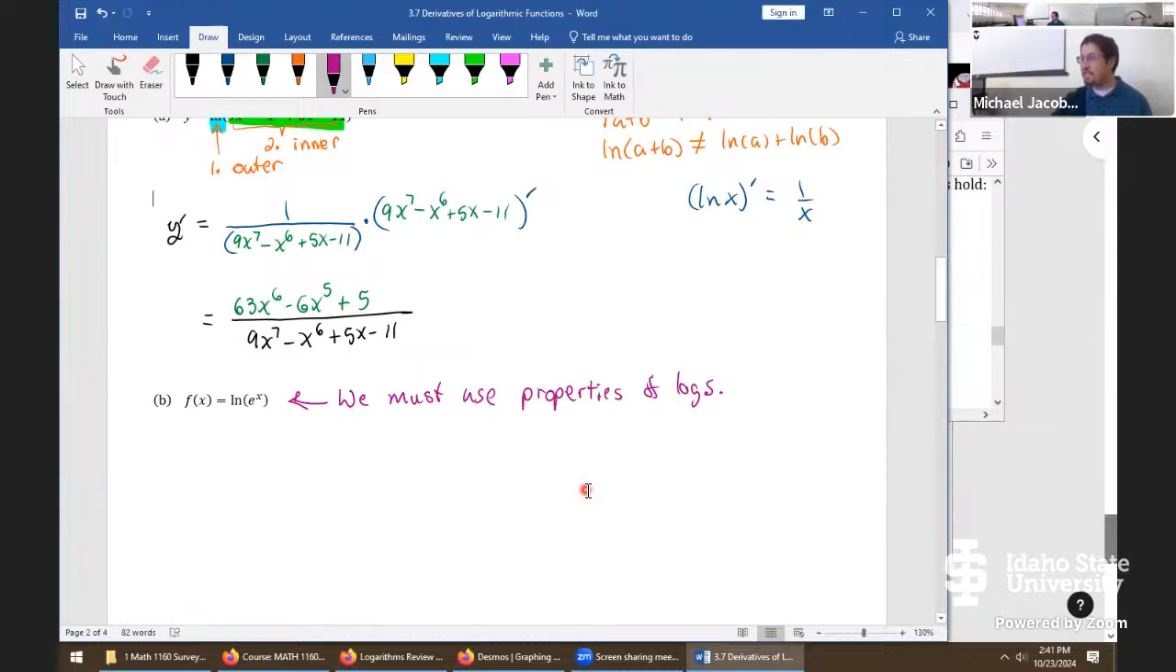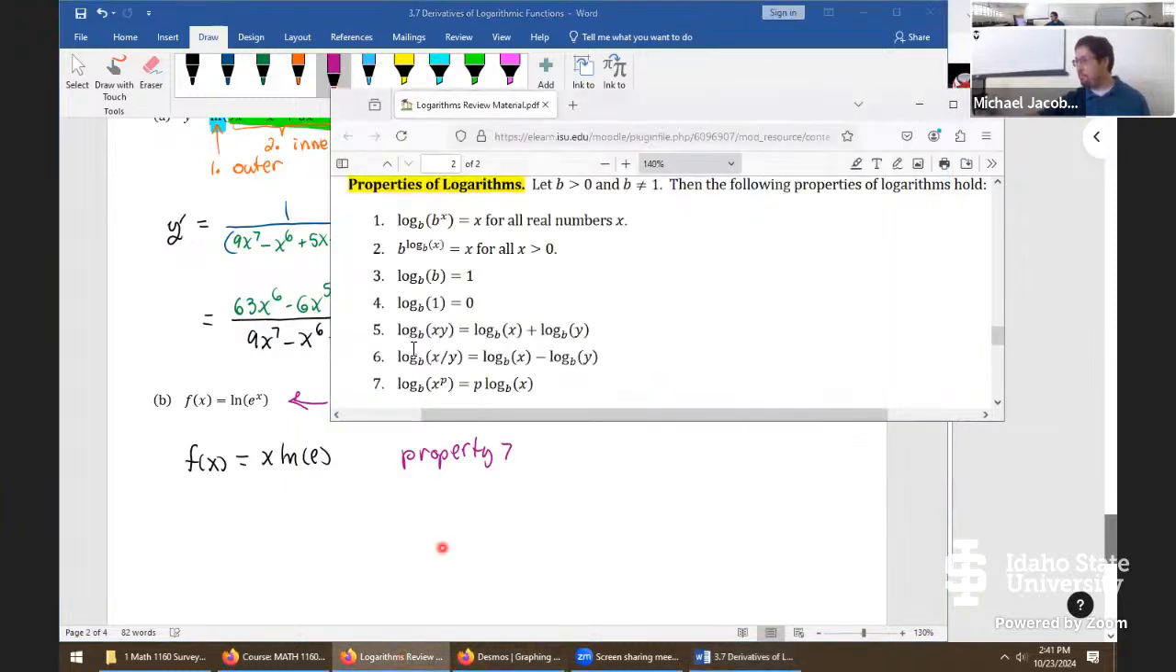So property number 7 is going to allow us to take the x and make it a coefficient. So now f of x equals x natural log e. And I'll say that this is property 7, just as a paper trail. By property, we're referring to these ones here.